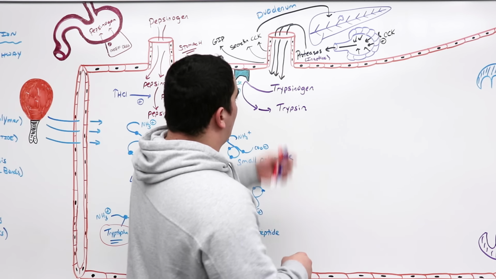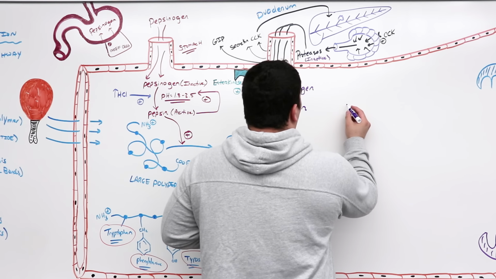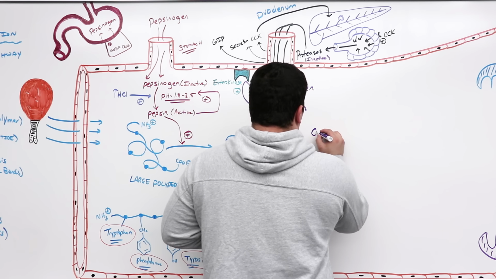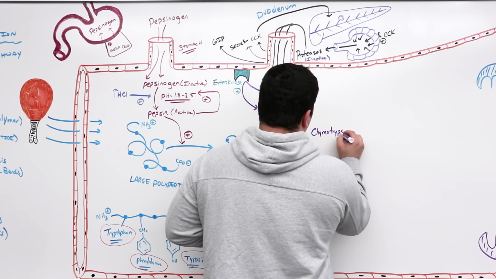Other chemicals that are released into this vicinity that follow this is going to be another one, and this chemical is called chymotrypsinogen.